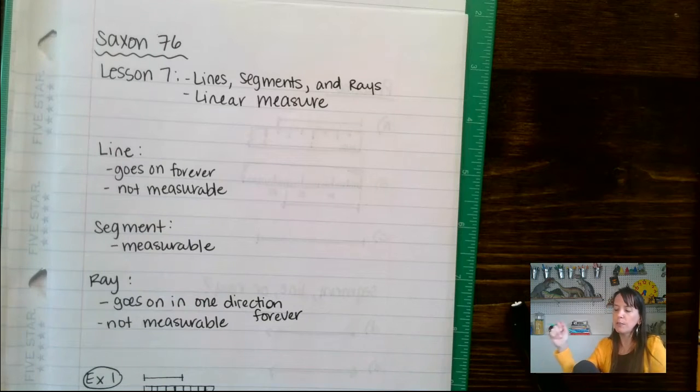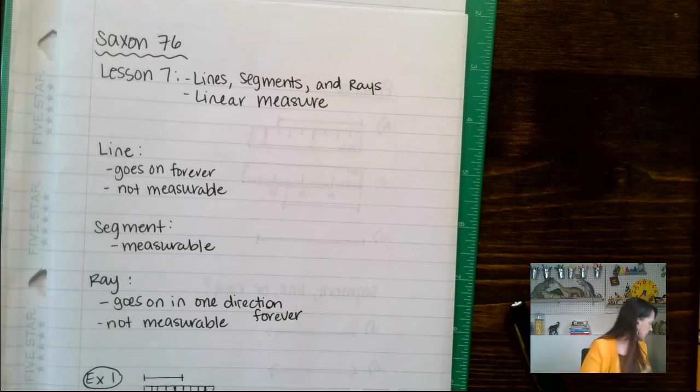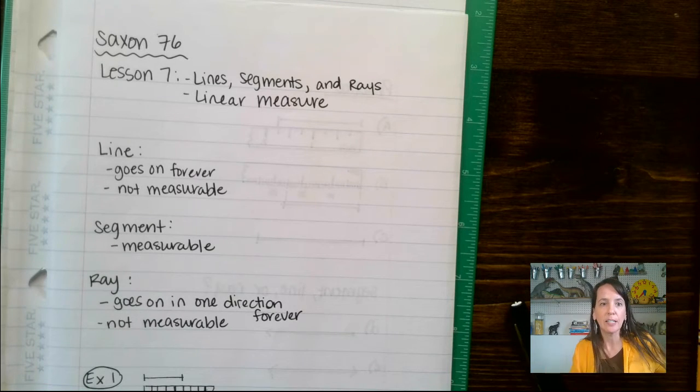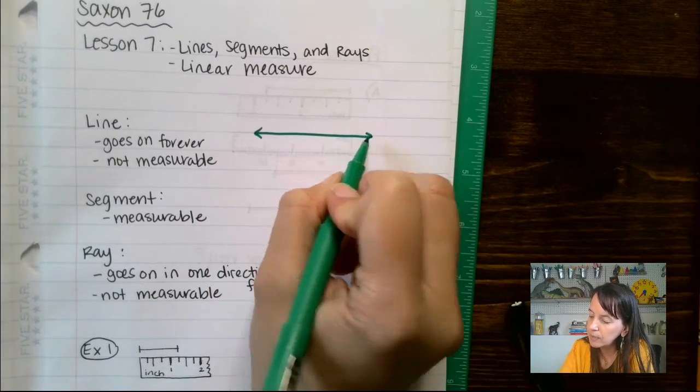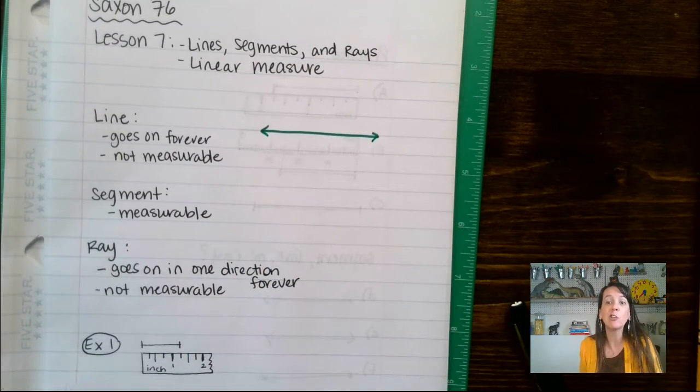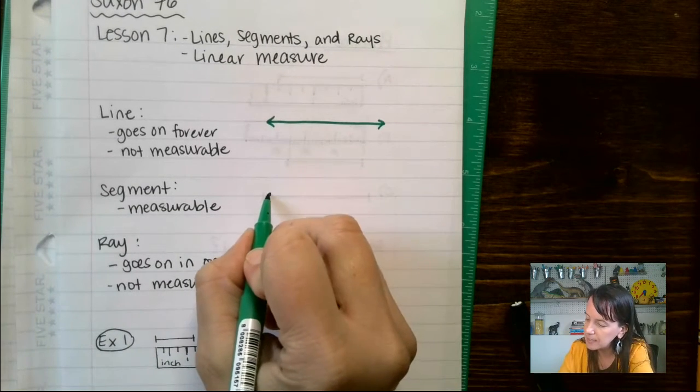Okay, so the first one is a line. We're going to talk vocabulary. Helps if I can get my ruler out. A line goes on forever and it's not measurable. The way we draw that is it looks like this. We got arrows going on. It is not measurable because it never stops. Like it goes from one end of space to the other end of space, and space never ends. So that means a line is not measurable. However, if you take a portion of a line, you can measure that, and it looks like this.